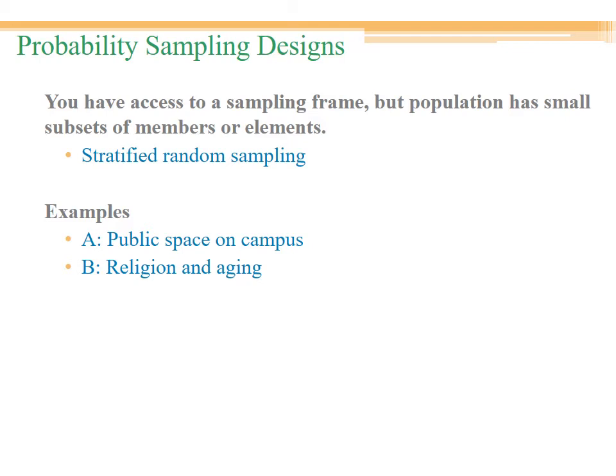What if you're going to study religion and aging, among those who are 65 and older? Because of the natural process of aging and death, you will have a smaller population of people who are age 85 and older. Stratified random sampling allows you to work around these peculiarities.